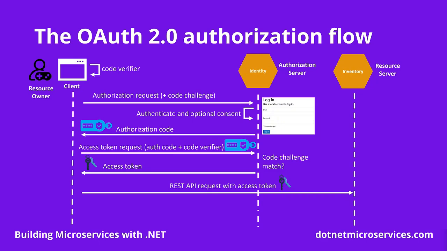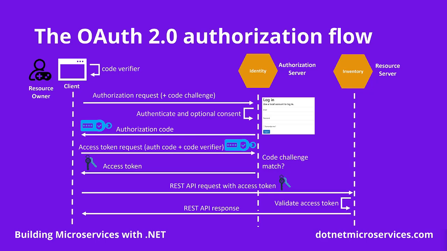The resource server validates the received access token, and if all looks good, it executes the requested action and returns the corresponding response. This whole flow is known as the authorization code flow with PKCE, where PKCE means proof key for code exchange. This flow is ideal for public clients like single-page applications, or SPAs, and native or mobile applications, because there is no need to store a static, hard-coded secret in the client, which could easily be stolen.